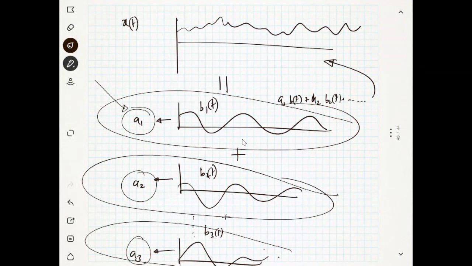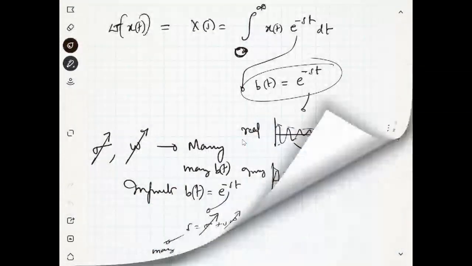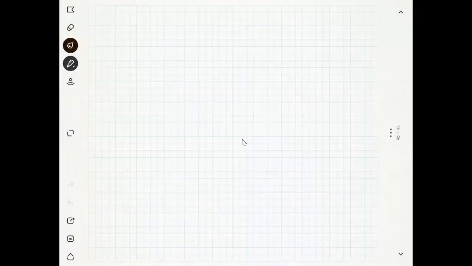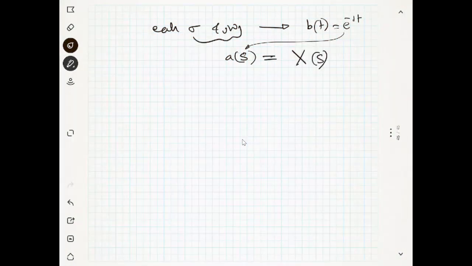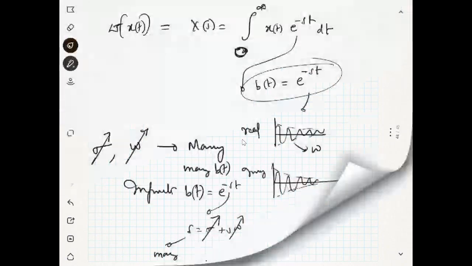So in this example, for b1 I have a1. Like this, for each value of sigma and j omega, we will have a b of t, that means e power minus st, and for each of these we will have a coefficient. This coefficient is also a function of s, and this coefficient is nothing but your Laplace transform. You got it? You are dealing with the coefficient.